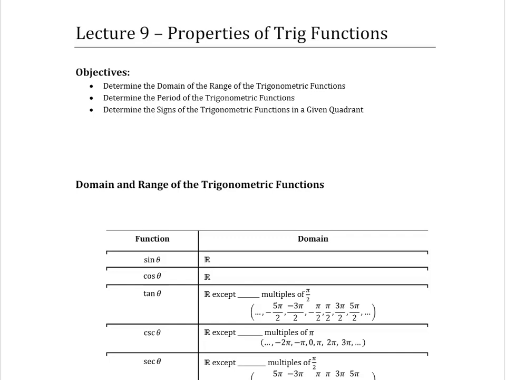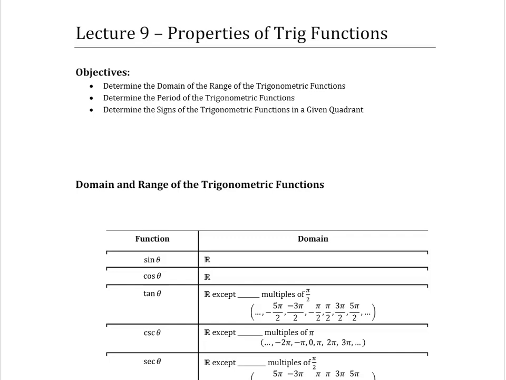In Lecture 9, we're going to be looking at some of the properties that our different trig functions have. For example, we're going to look at the domain and range of each of our trig functions, which means what values we can plug in to our trig functions, what angles, that is, you can evaluate those trig functions for.